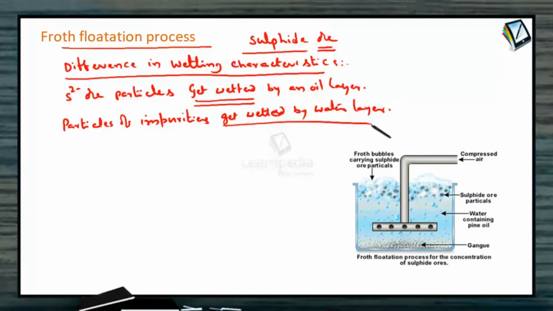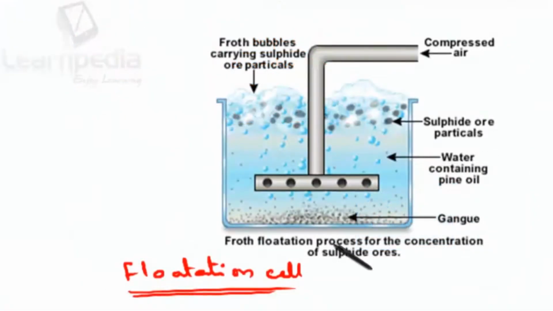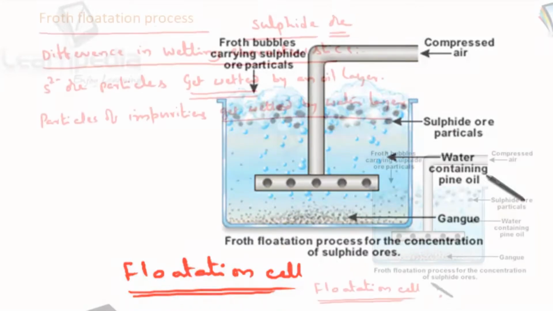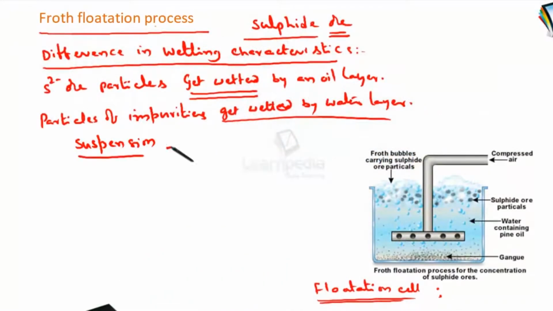So this process is generally carried out in a flotation cell. So here is the flotation cell, which consists of a large rectangular iron tank in which the fine powdered form of the ore is placed first, to which water is added to make a suspension or slurry. That is fine powder form of the ore plus water.